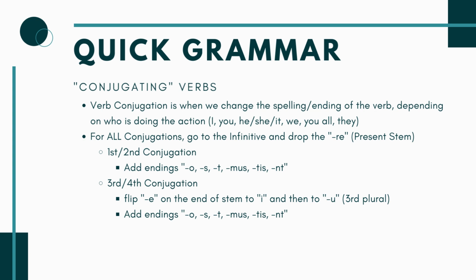endings. For third and fourth conjugation, we do something really similar. You go to the infinitive, you drop the RE, but there's flipping of vowels involved. So when you're trying to really spell Latin verbs, third and fourth conjugation gets a little tricky because you're going to flip the E to an I and then to a U. So in other words, if you had a third conjugation verb, you're flipping some of the letters around, right? That E becomes an I. And when you want to say they do something with a third conjugation verb, it has to do with flipping that I to a U, and then you add the endings: O, S, T, MUS, TIS, NT.